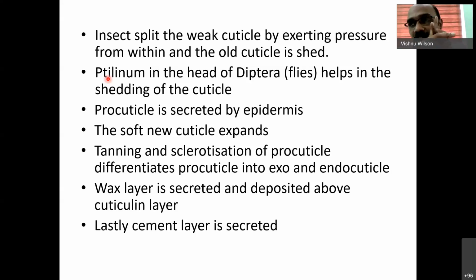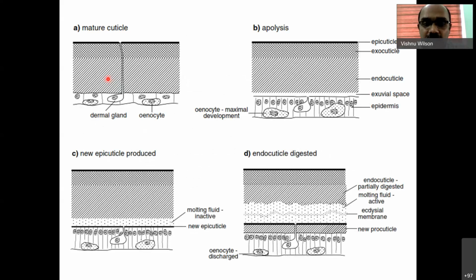So the first layer to be secreted in the new cuticle is the outer epicuticle or cuticulin layer, then the procuticle forms, then the wax layer, and at the end the cement layer will be secreted. Okay, this is the process.